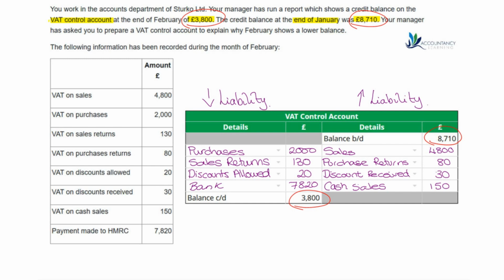Now, to make sure that you've got your figures in the right places, you can then prove whether your carried down balance is correct. So we're given that in the question, and to do that we would need to balance off the account. So if you added up all your credits, you would have 13,770. You would put that on this side as well, and you would find that the difference is 3,800. So therefore that's your carried down balance, your closing balance.